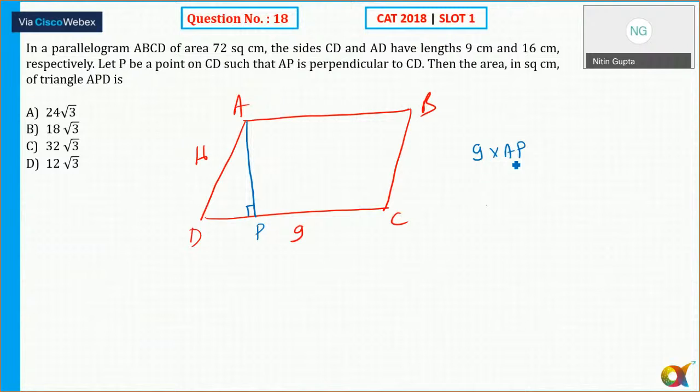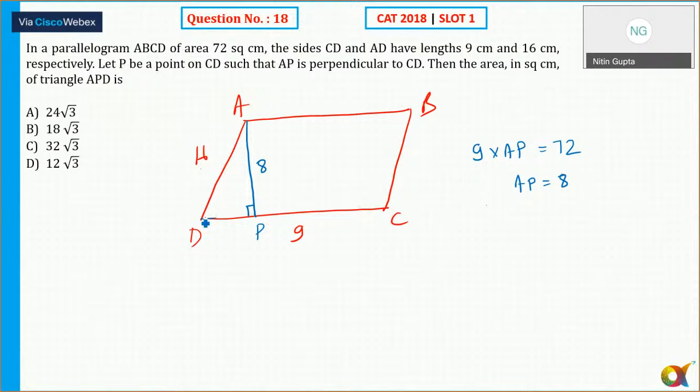So area of the parallelogram is equal to base into height. So 9 into AP is equal to 72. So the length of AP comes out to be 8. And ADP is a right angle triangle. So this is equal to 16, and this is equal to 8.